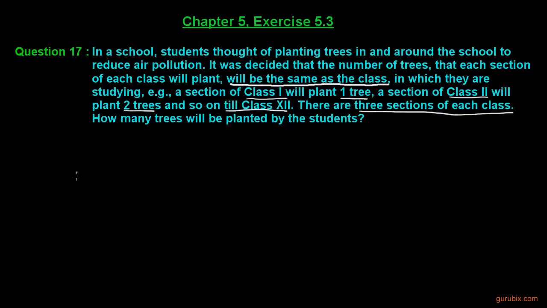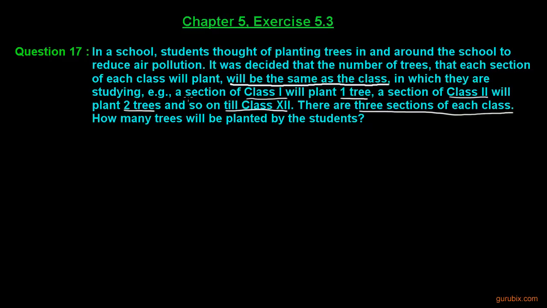Let us solve question number 17 of exercise 5.3 of chapter 5. This question says, in a school, students thought of planting trees in and around the school to reduce air pollution. It was decided that the number of trees that each section of each class will plant will be the same as the class in which they are studying. This is very important.